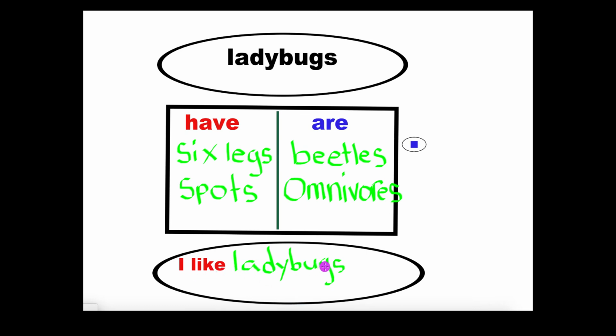So I'm going to say I like ladybugs because. I'm going to actually write out because, since it's a big word. I usually write because on the side, but I want you to see it as a complete sentence. I like ladybugs because they, I'm just going to say fly.